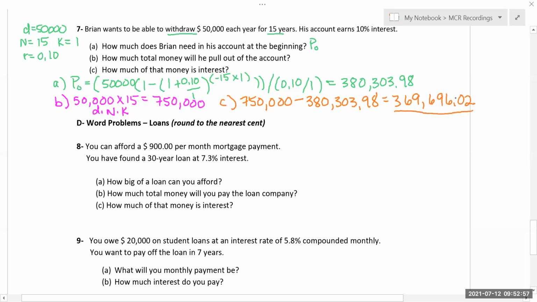So that's kind of the benefit to a savings annuity. Instead of taking it out as a lump sum, if you don't need it all at once, you can be getting interest on the money you're not using in the meantime.